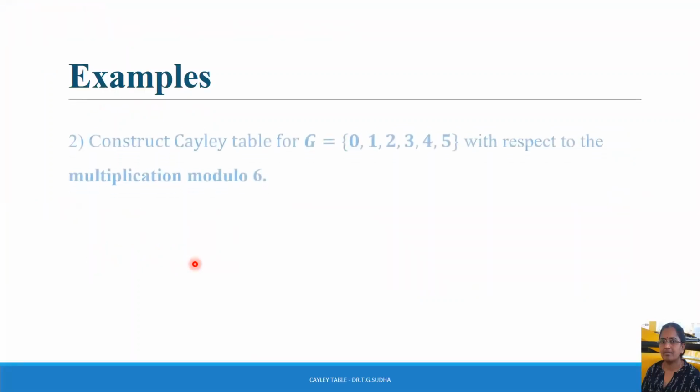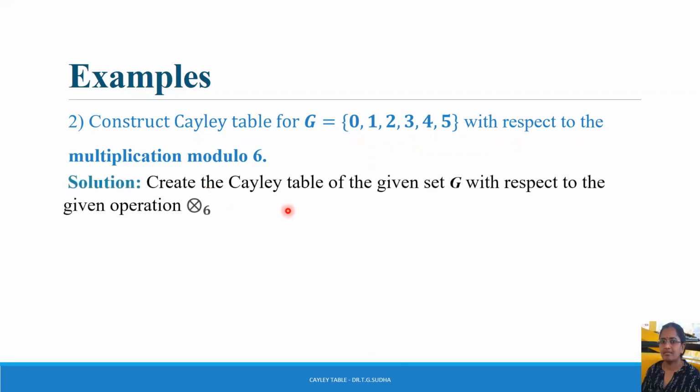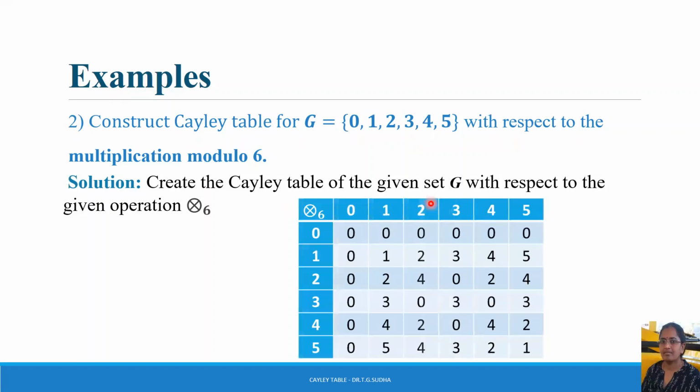Now let us move on to the second example. Construct Cayley table for G equal to {0, 1, 2, 3, 4, 5}. This is Z6, with respect to multiplication modulo 6. The previous example was with respect to addition modulo; now we are considering multiplication modulo. So let us create the Cayley table of the given set G with respect to the given operation, that is multiplication modulo 6. This is how the table looks.